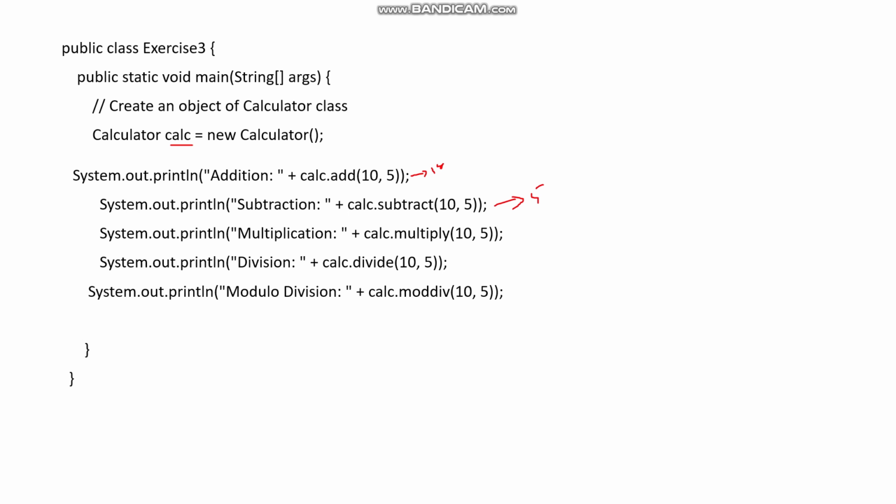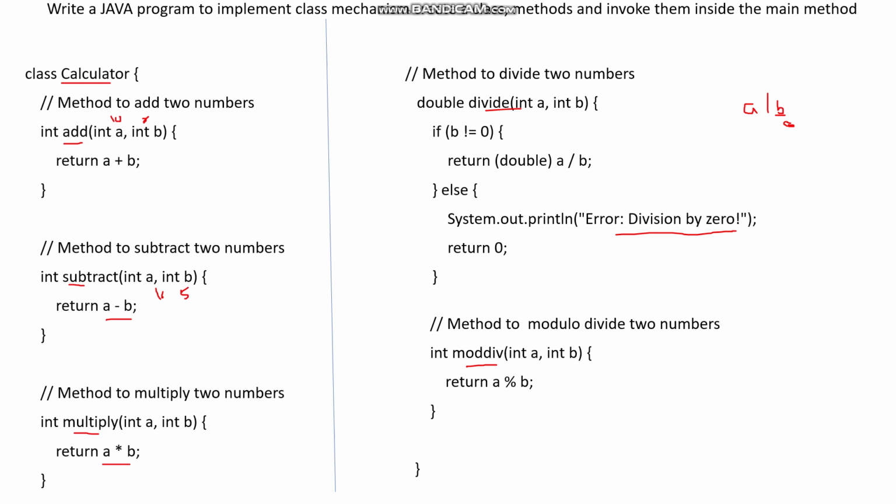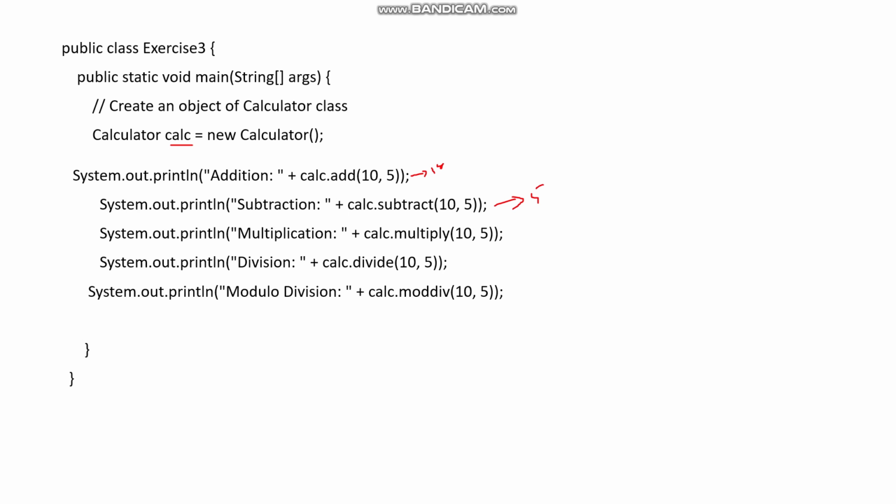Next, System.out.println multiplication plus calc dot multiply. The control will jump to the multiply method, and it is passing the data as 10 and 5 here. The a value is 10, the b value is 5 here. Return a into b. 10 into 5, the value is 50. The 50 will be displayed.